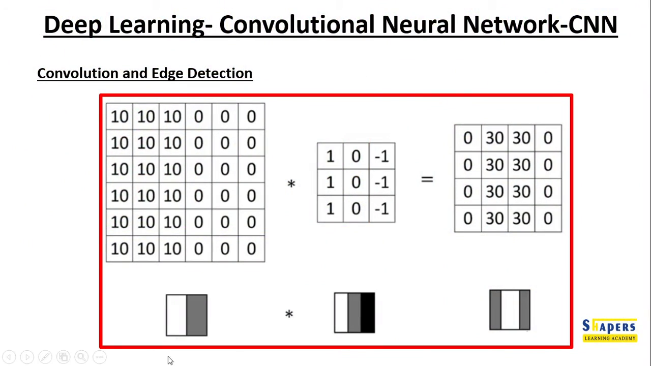Here's another example where you have an image of 6 cross 6 and a kernel filter which strides step by step and passes over this entire data set, and we get a 4 cross 4 matrix.